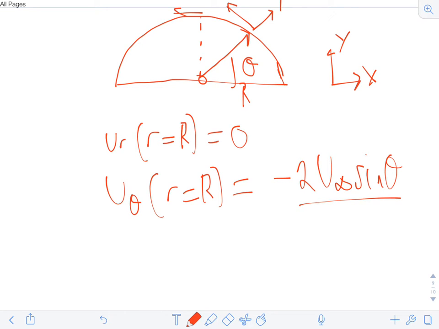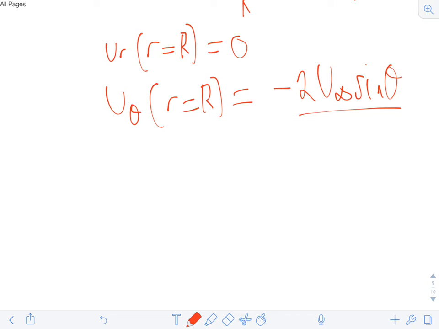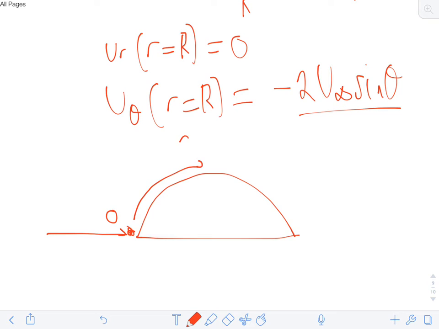We can see it's symmetric on either side. Our sine theta is symmetric about pi over 2, rather, pi, sorry. So when we look at what this implies, the flow comes in, its sine theta is 0, we have 0 velocity. It accelerates to twice the free stream. It decelerates back to 0, and then it accelerates back to free stream.